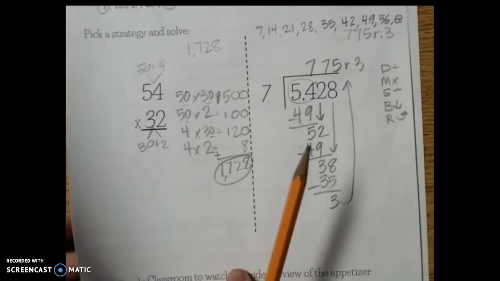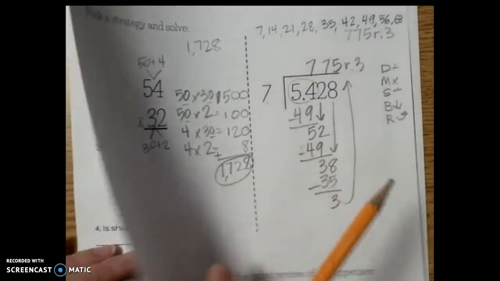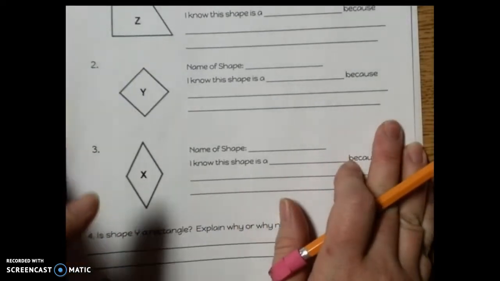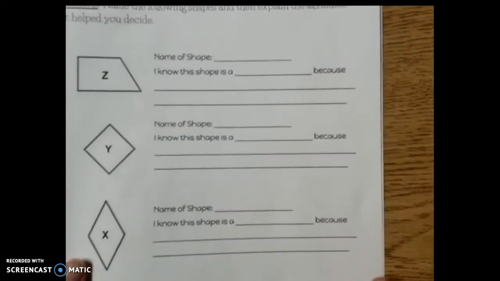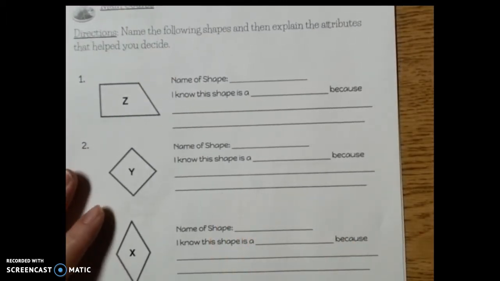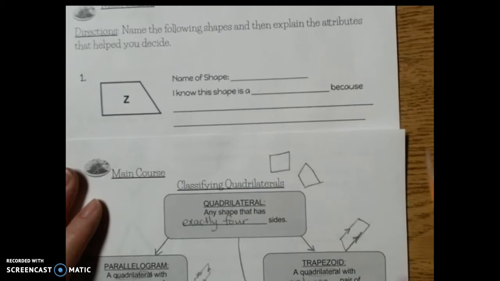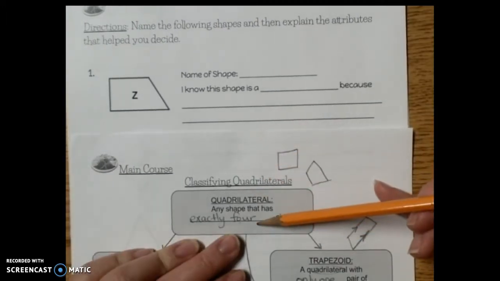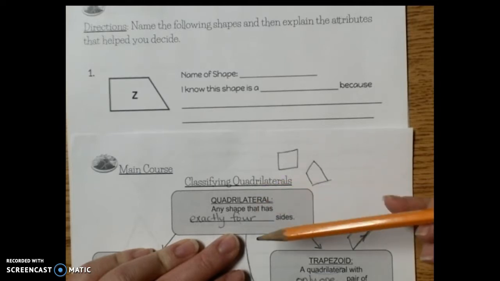And then I'm going to turn over to the back for Tuesday. And you'll notice that today we have to name the following shapes and then explain the attributes that helped you decide what to call them. Okay, so I'm going to start with my chart. I'm just going to put it in front of me. Okay, and I'm looking at this shape. Does it have exactly 4 sides? Yes. So I could call this a quadrilateral.